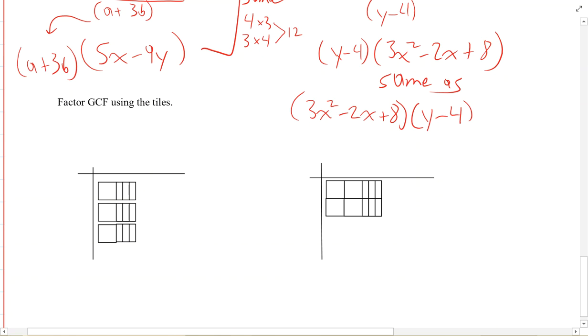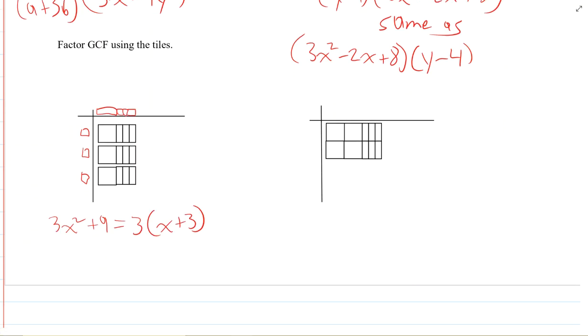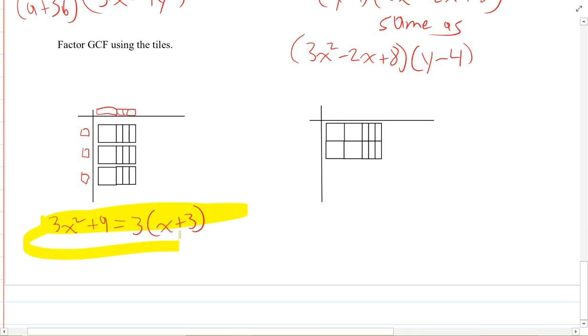All right. Factor GCF using the tiles, a little bit weird, this one. I would have the number 3 here, and this would be the length of x plus 1, 2, 3. So I would say here 3x squared plus 9 equals 3 bracket x plus 3. And how did I figure that out? I cheated. I did this first, and then I went and filled out my numbers. Okay, it's a little bit weird factoring GCF with tiles. So the hint is you ain't going to see it on a quiz or a test.